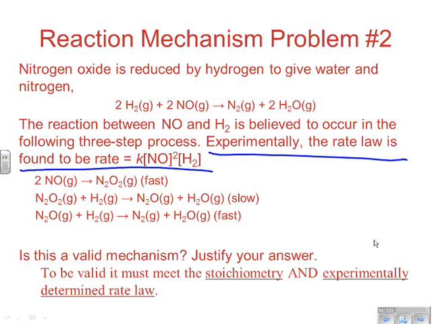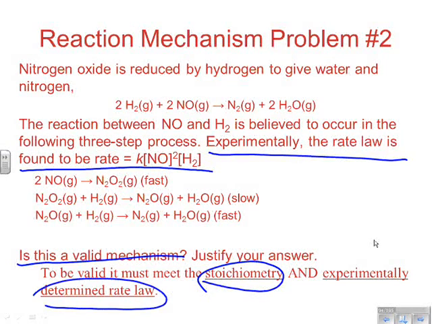In order for us to prove this is a valid mechanism and justify our answer, remember we have to meet two criteria. Does it match stoichiometry? And does it match our experimentally determined rate law? Experimentally is a really important word here. So does it bear out to what we see by experimental evidence?